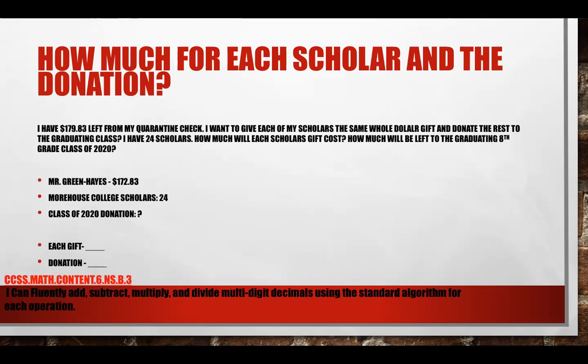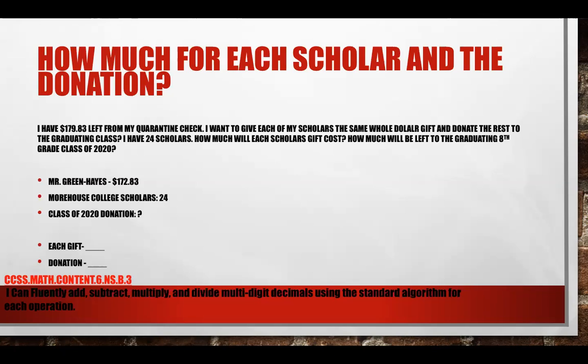All right, so let's look here again. Remember, I said I have $179.83 left from my quarantine check. I want to give each of my scholars the same whole dollar gift and donate the rest to the graduating class. I have 24 scholars. How much will each scholar's gift cost, and how much will be left to the graduating 8th grade class of 2020?